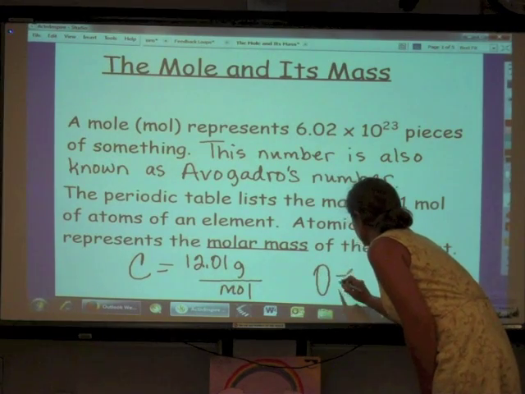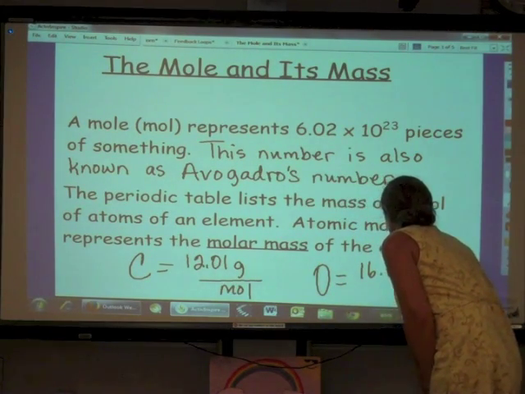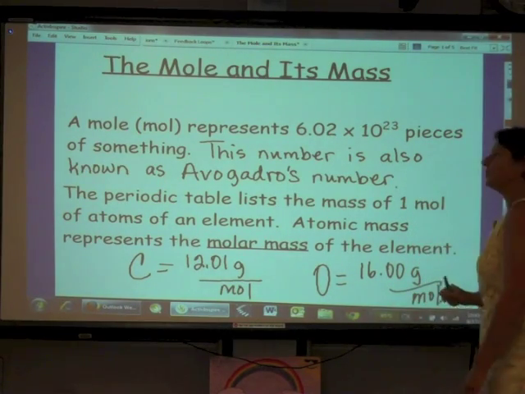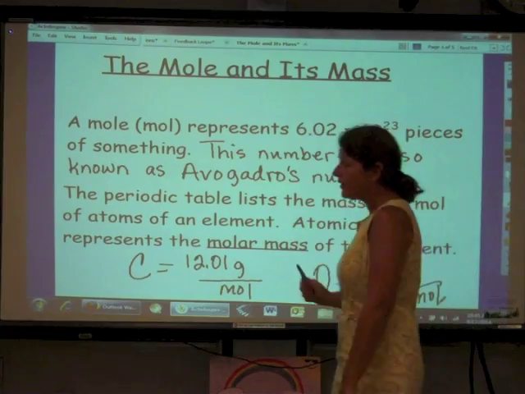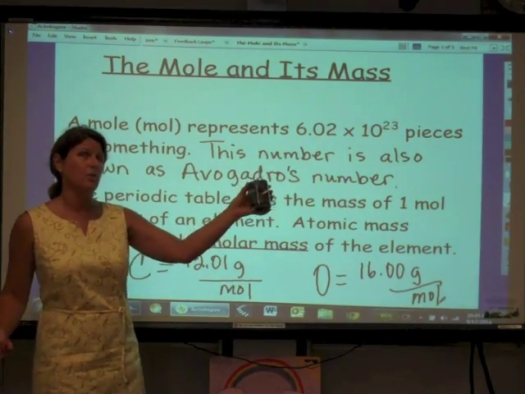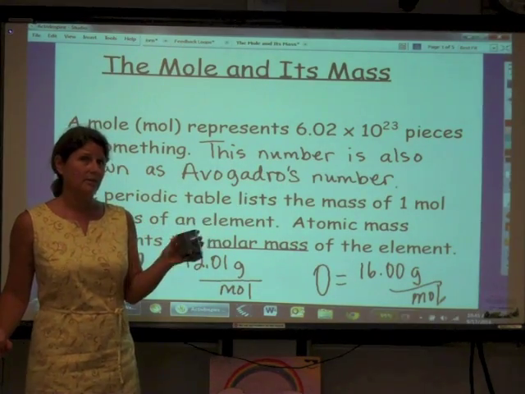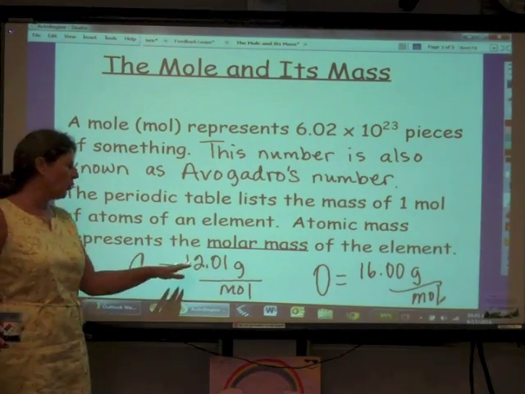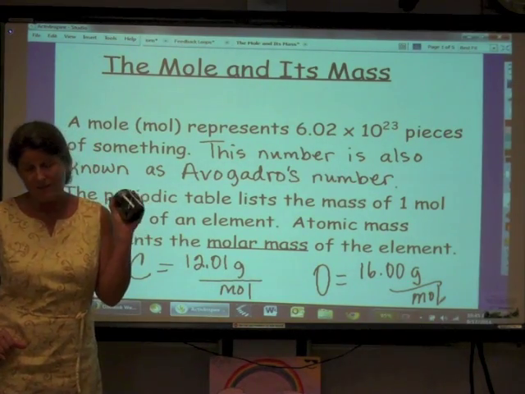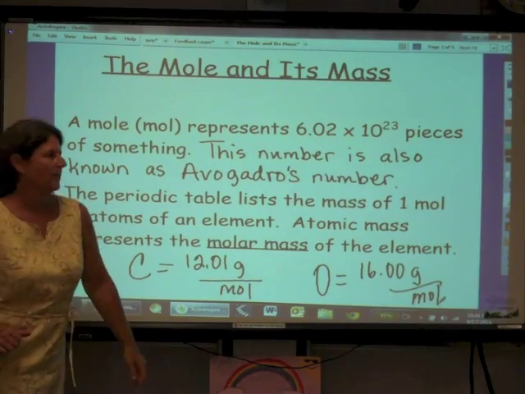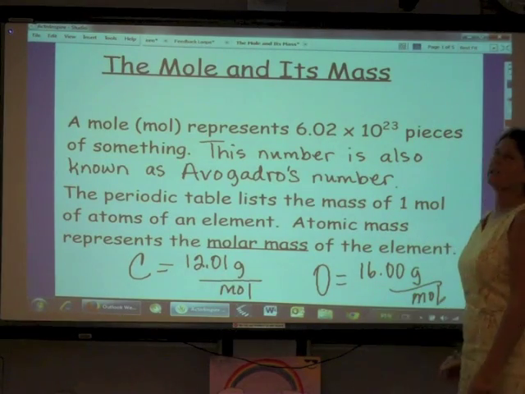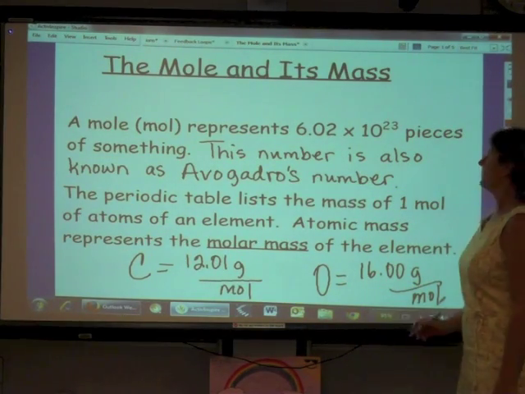Oxygen is 16.00 grams per mole. So, how do I know that this is 6.02 times 10 to the 23rd atoms of carbon? I just weigh out 12.01 grams, and I know that that's how many pieces there are. So using this, we can do all kinds of problems.